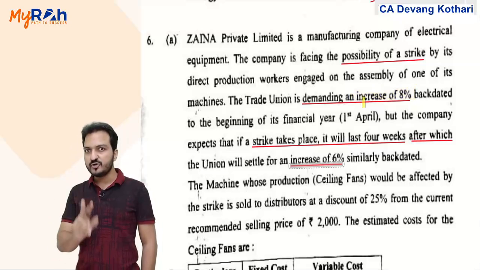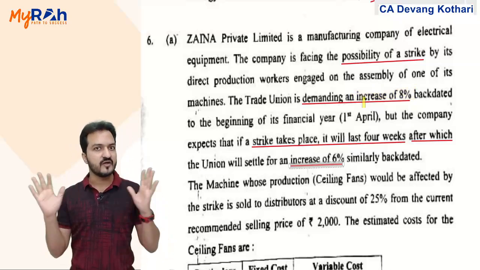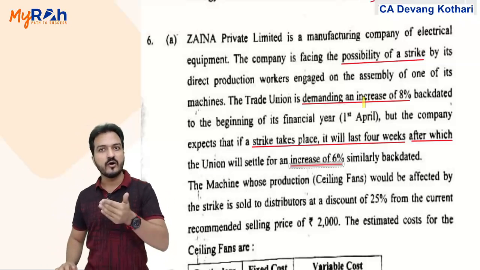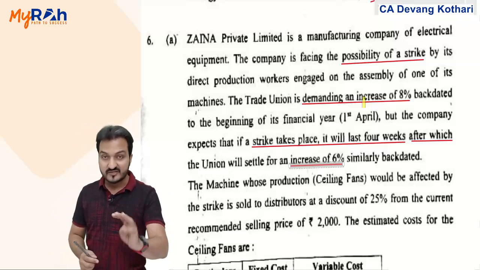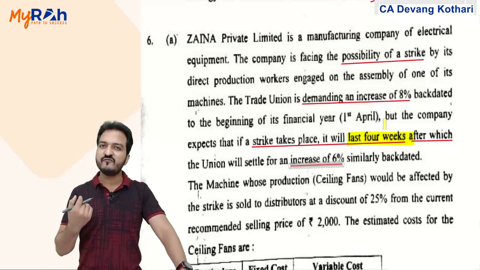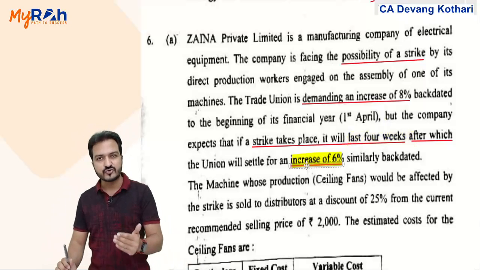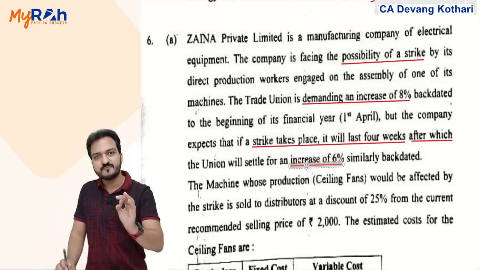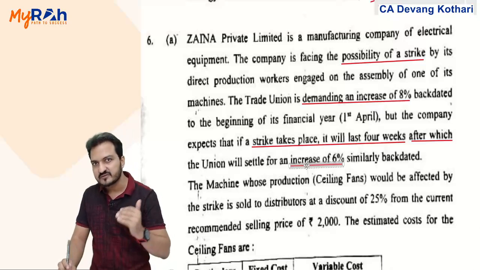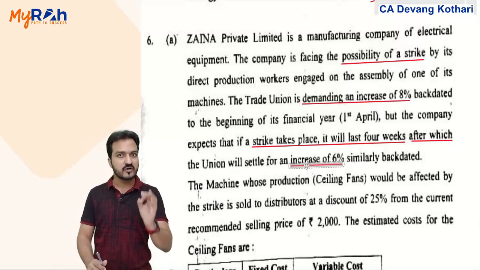Or option 2 is that initially I don't agree to what they demand. If I don't agree for 8% increase, then the workers will go on a strike. If they go on a strike, then the strike will last for 4 weeks. After 4 weeks, they will settle for an increase of only 6%. So if I let them go on a strike, then I need to pay only 6% more wages. If I don't want them to go on strike, I need to pay 8% more wages. Which is better? Well, we need to decide which is better based on calculations.